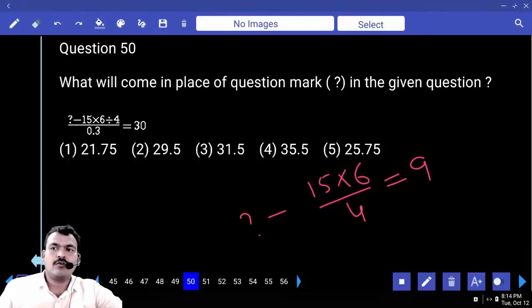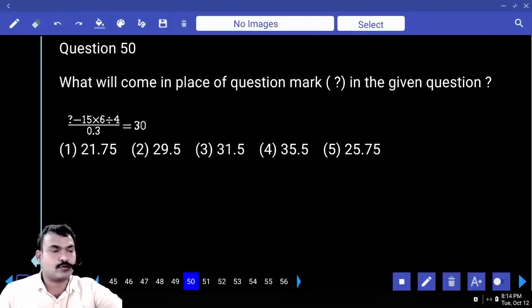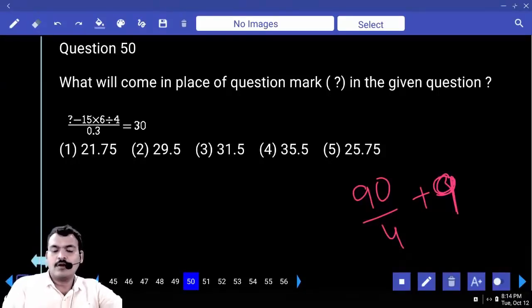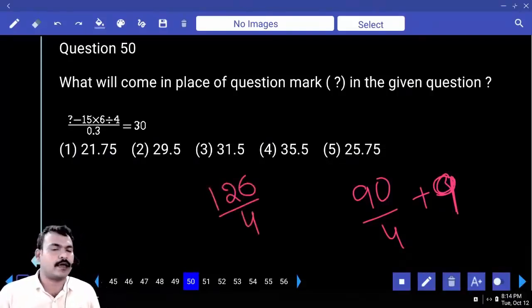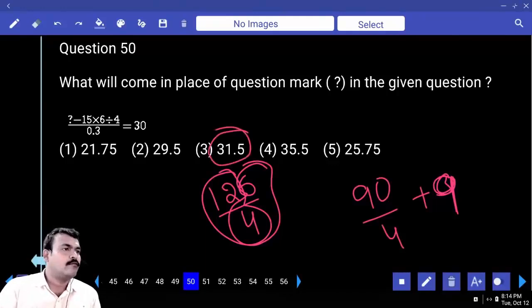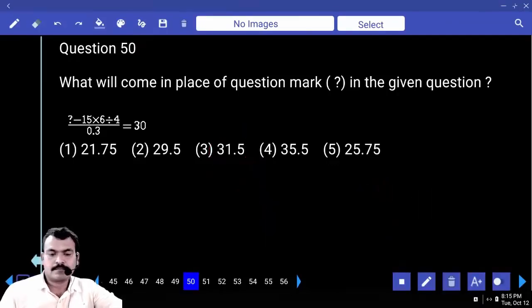90 by 4. Then minus 90 by 4 will become positive 90 by 4, or not? Then we write 90 by 4 plus 6, or plus 3, or minus 3? Sorry, plus 9. 9 into 4 how much? 36. 90 plus 36? 126. By how much value? 4, or not? 126 by 4. What is the 120 by 4? 30. 6 by 4 means? 1.5. Then the answer is 31.5, or not?